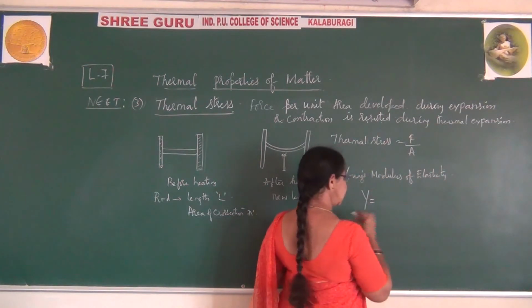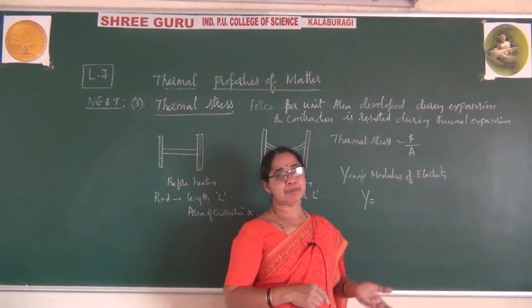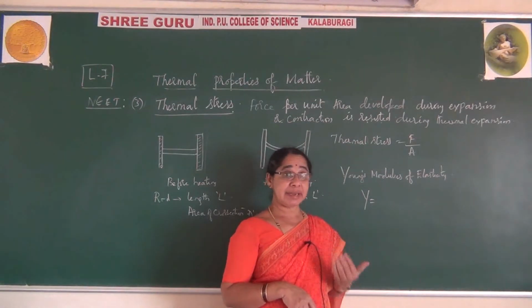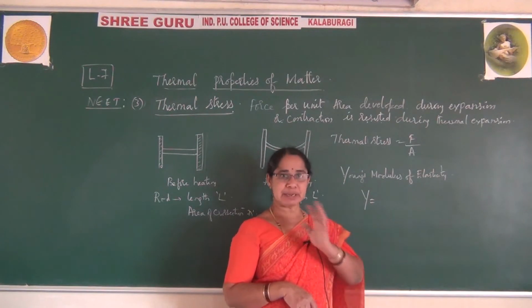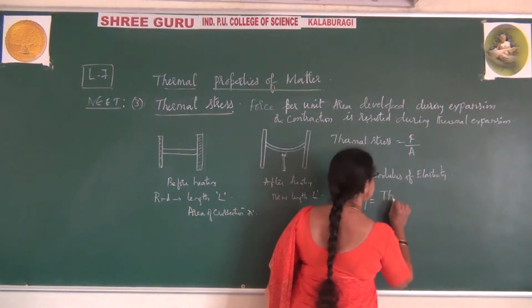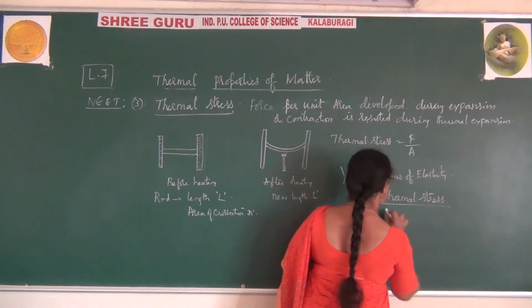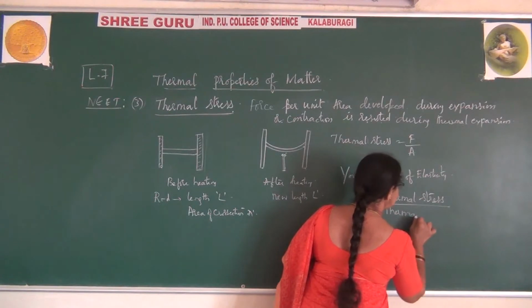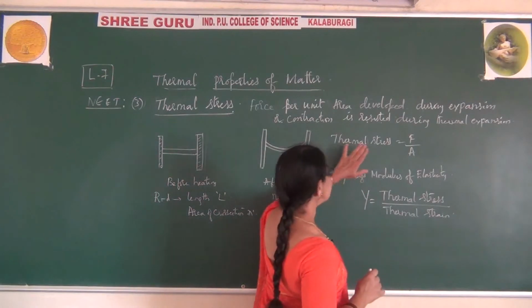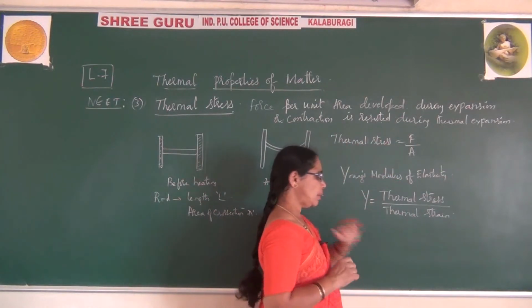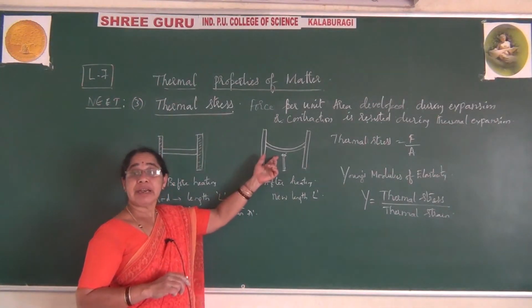Young's modulus Y is usually defined as longitudinal stress by longitudinal strain. But here I am heating the rod, so instead of longitudinal stress, I speak about thermal stress divided by thermal strain. Here you already know thermal stress is force per unit area. What do you mean by thermal strain? Here there is a fractional change in length that takes place.